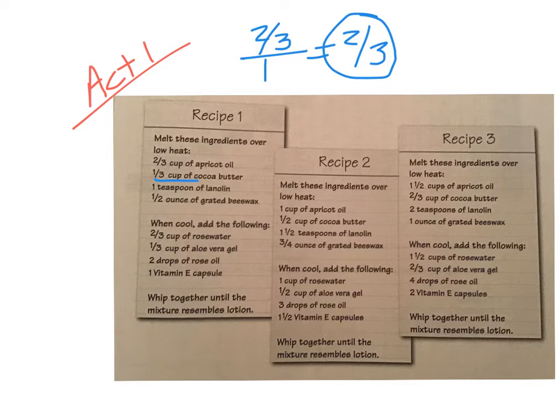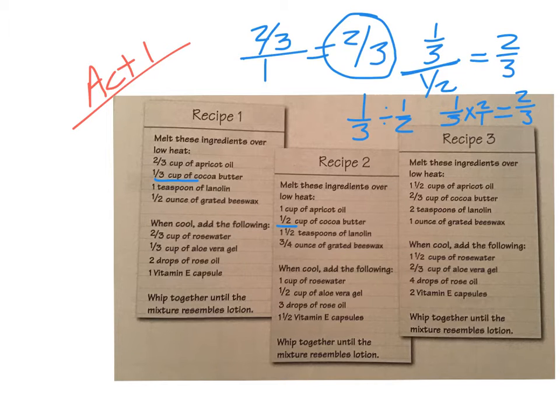So now let's look at the second measurement. We have 1/3 cup compared to 1/2 cup. So if I were to simplify these, remember this is division technically. So I would say 1/3 divided by 1/2. Well, when you're doing fractions, remember it's 1/3 times 2 over 1. And if I multiply straight across, I get 2/3. So this recipe also simplifies to 2/3. So far recipe 1 and recipe 2 are equivalent.